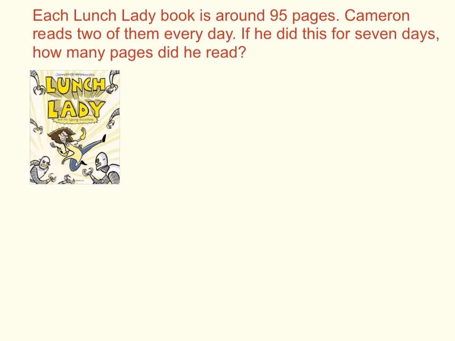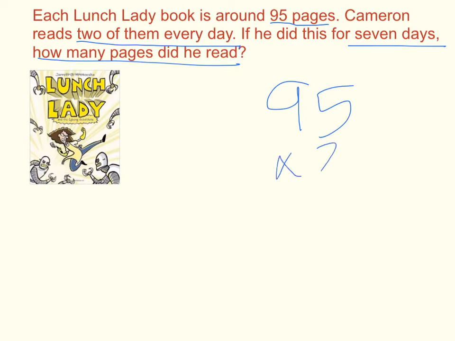So the first thing we need to do is obviously find the important information. We see the 95 pages, 2 of them every day, 7 days. How many pages did he read? So we know that this is going to be multiplication because it's saying that each book is 95 pages and he reads 2 books every day. So it would be 95 times 2.